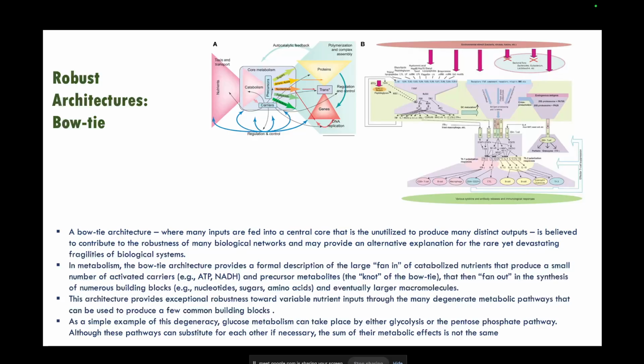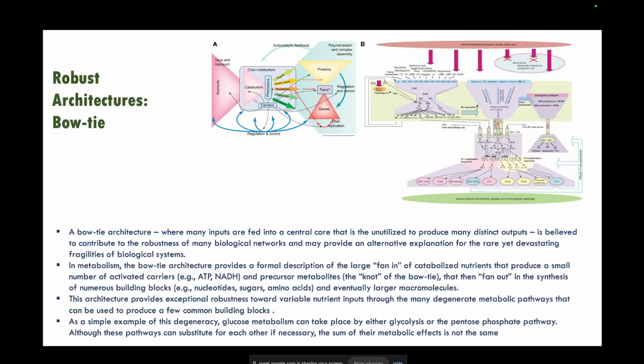In metabolism, bow-tie architecture provides a formal description of a large fan-in of catabolized nutrients that produce a small number of activated carriers, which are ATP, NADH, etc., and precursor metabolites, which are present in the knot of the bow tie, that fan out in the synthesis of numerous building blocks. For example, nucleotides, sugars, amino acids, and eventually larger macromolecules.